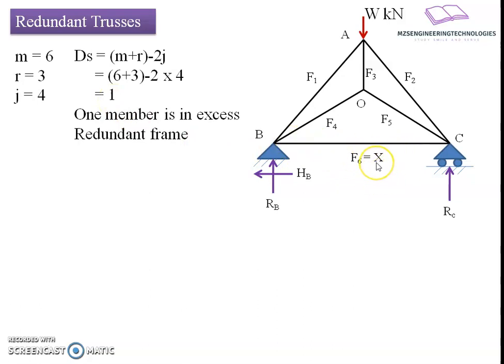So to analyze it, first we will have the frame reduced towards a statically admissible case. For that we have to remove one of the members here. Let us say member BC is removed.